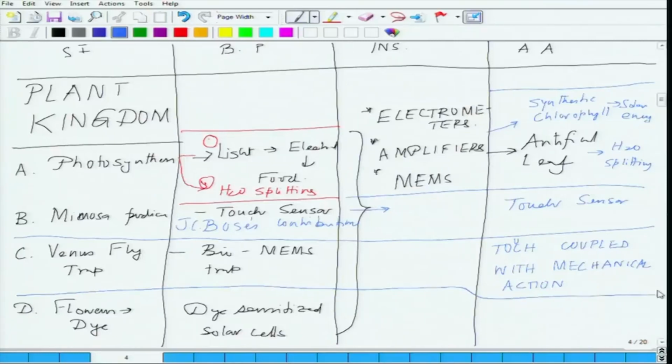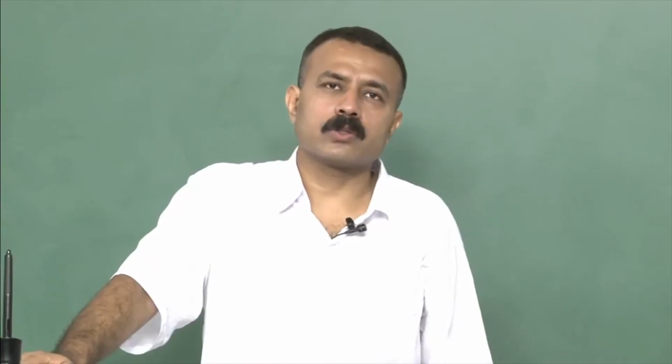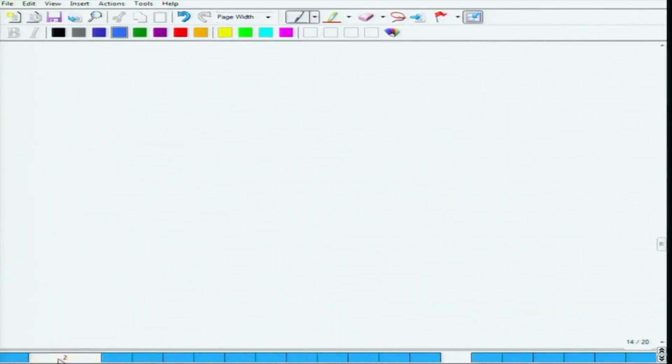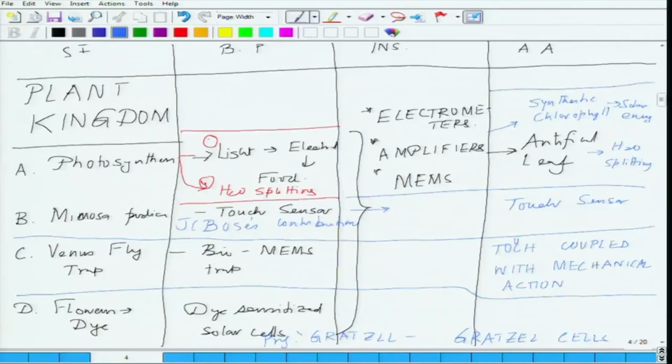This is what we will be studying with the Venus flytrap. Then we will be talking about some of the contributions made by Professor Grätzel, who is among the pioneers in developing dye sensitized solar cells, or Grätzel cells, as they are commonly known. We will be talking about those dye sensitized solar cells, and we will be talking about energy harvesting.